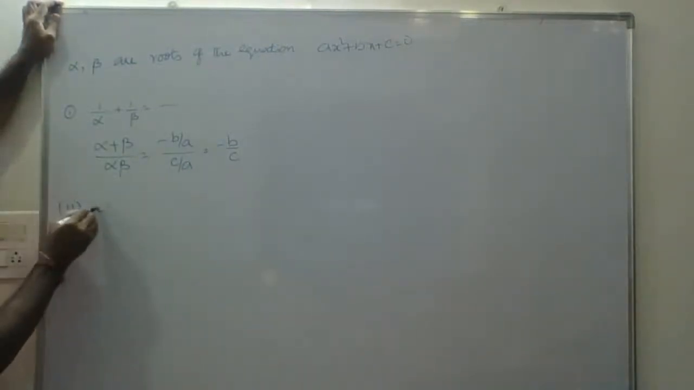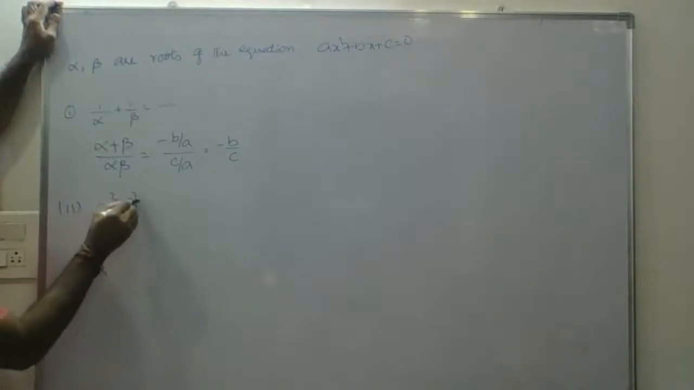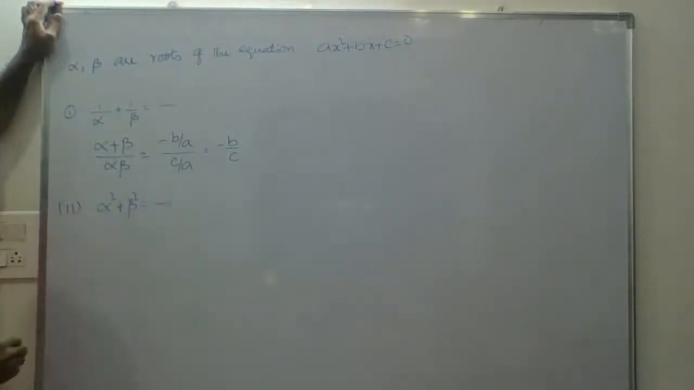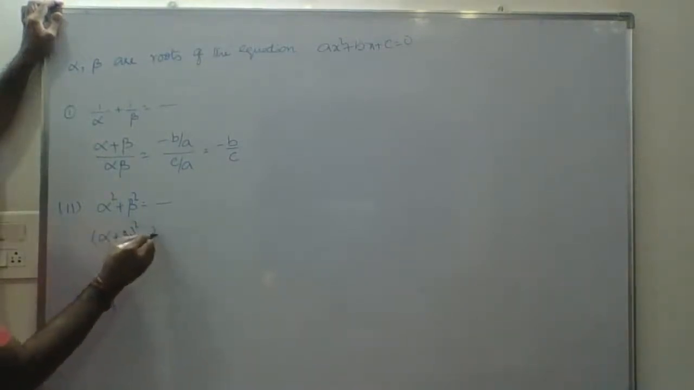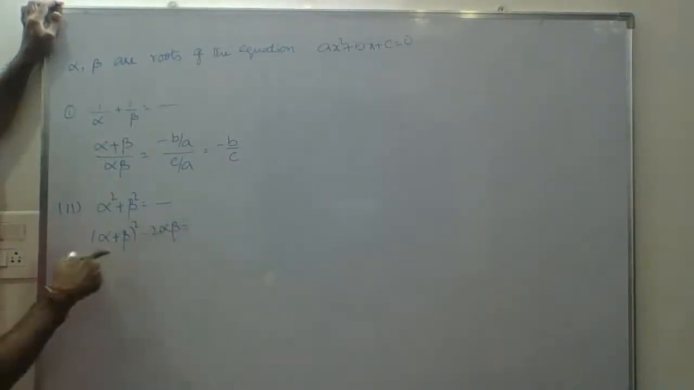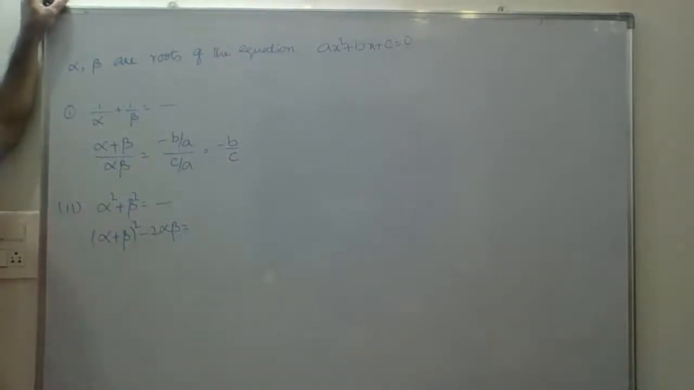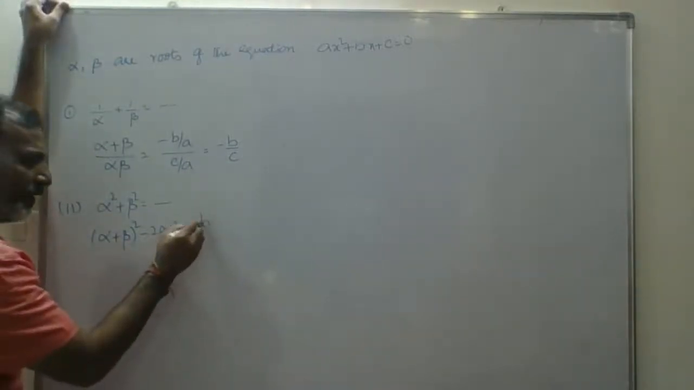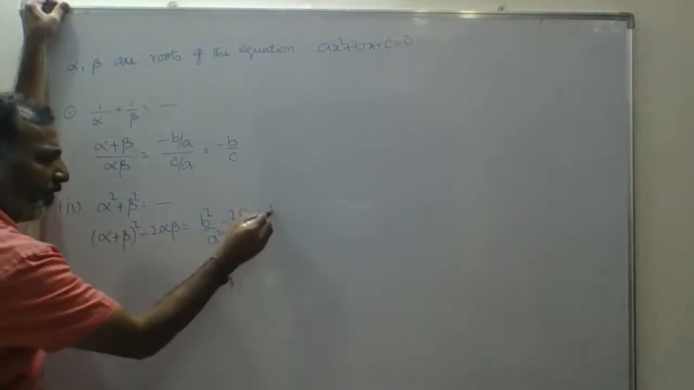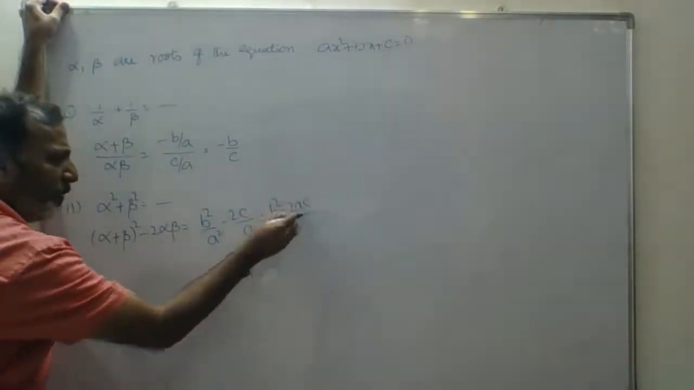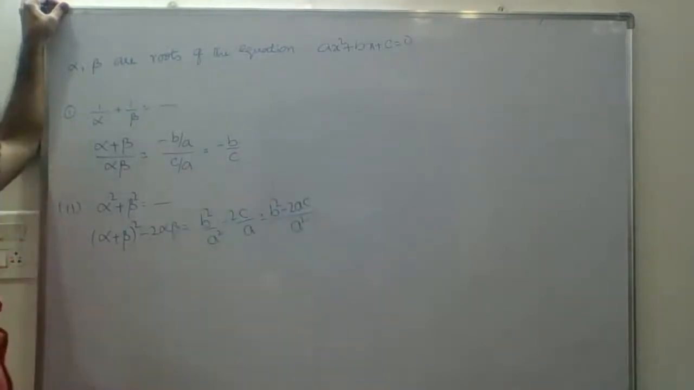Second bit, alpha square plus beta square is equal to dash. What is alpha square plus beta square? It can be written as alpha plus beta whole square minus 2 alpha beta. What is alpha plus beta? Minus b by a whole square, b square by a square minus 2c by a, b square minus 2ac by a square.